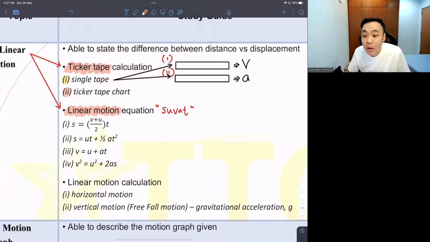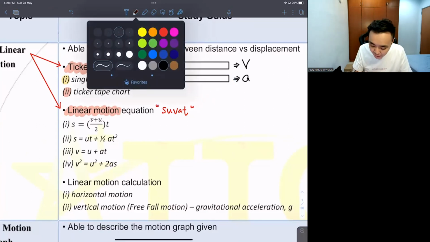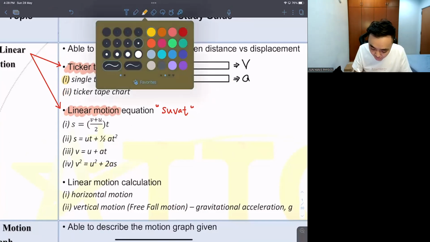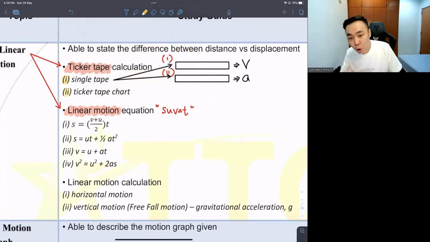Ticker tape chart. What's ticker tape chart? Simple. It's many ticker tapes. Imagine you got a lot of them, and you put them together vertically. Then they start becoming this. You got the ticker tape chart. They will ask you for acceleration or velocity only. So that's why I said three different types of questions. Single tape got two, ticker tape chart got one, altogether three.